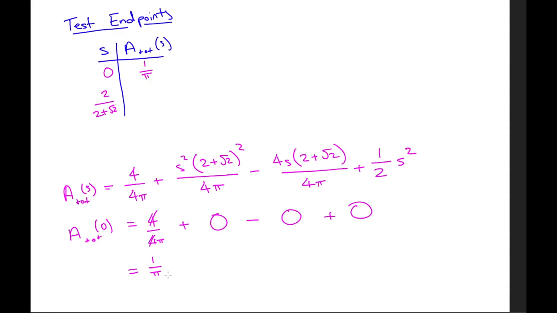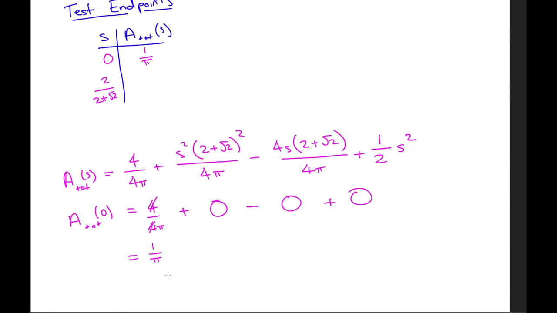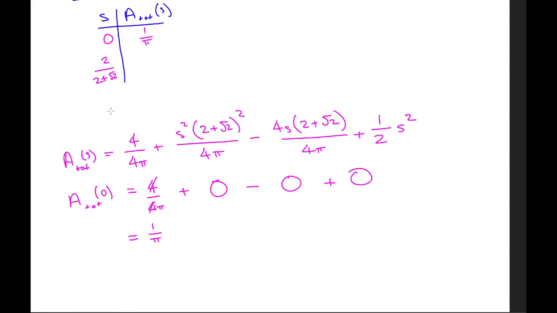Great. So now I'm going to test the other point of interest, which is going to be this guy, right? 2 over 2 plus root 2. So we're going to do that just a little bit further down here, just to give ourselves some more space. 2 over 2 plus root 2. So the 4 over 4 pi is still going to stay the same, right? It should be really 1 over pi, but we'll just keep it like this for now.